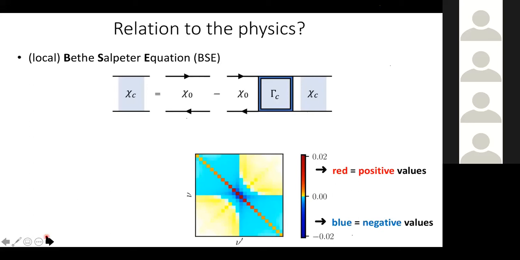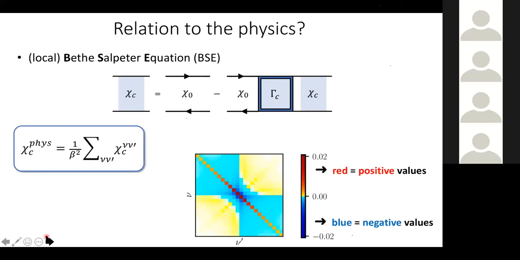And the question is, how do we relate this to the physics? Well, of course, the mathematical relation is known. If you sum up all the frequency entries of this matrix over all Matsubara frequencies, properly normalized, you get the static response in charge or in spin, whatever you want, of your system. So you just have to sum over nu, nu prime of this matrix, and you get the corresponding physical response. And we will try to understand from the behavior of the physical response what is the meaning of the structure that we see in the generalized one.